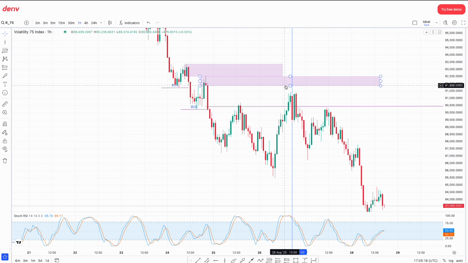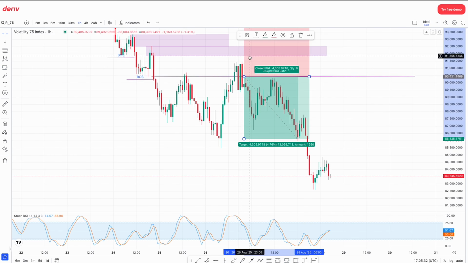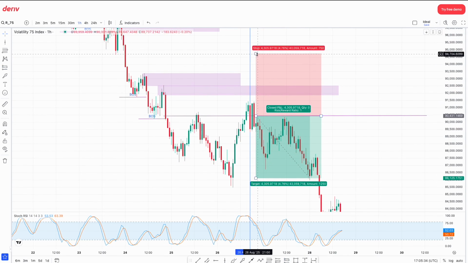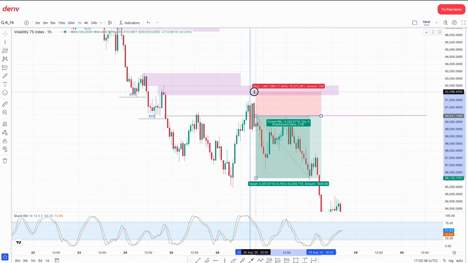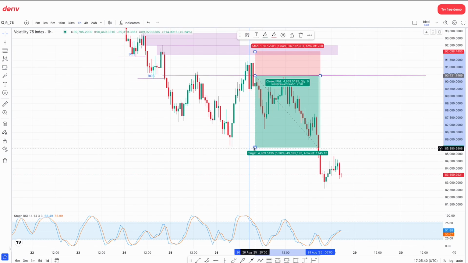The next cross happened around here with this red candle. So this is the place I will have entered from, and you can see we had a very swift drop. If I use the risk reward ratio tool again and place this, stay around here, target this up, and even come down to this point, it's already giving me my 3R.